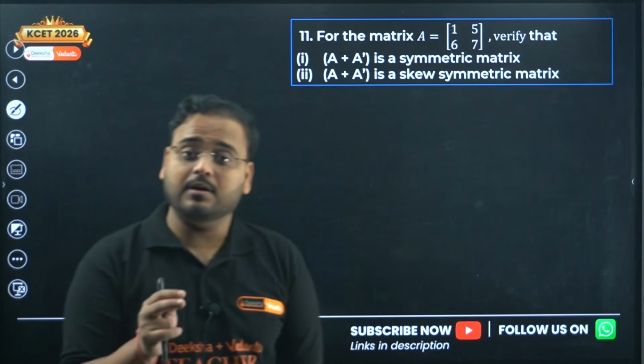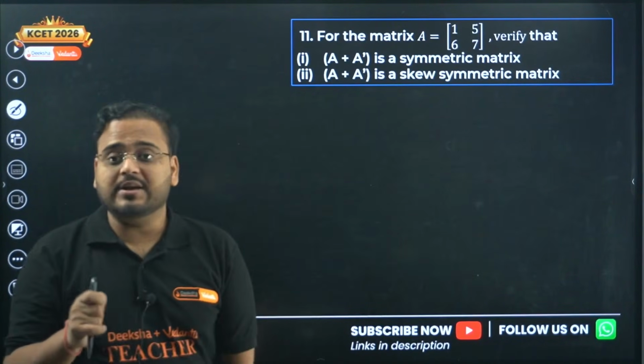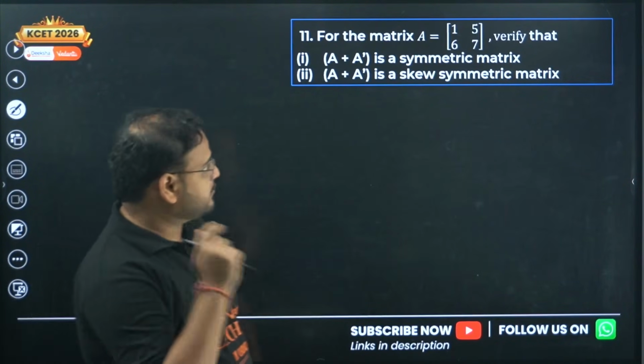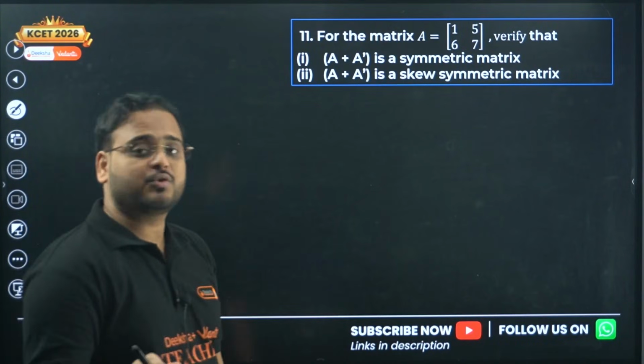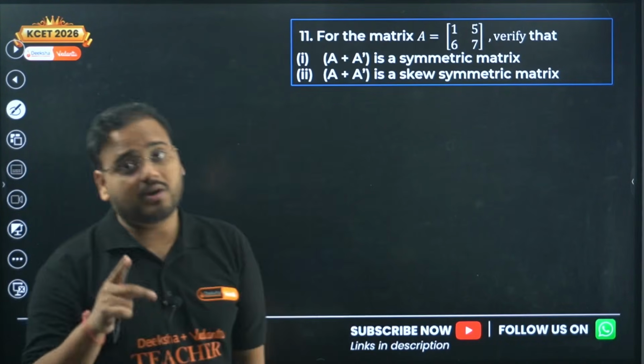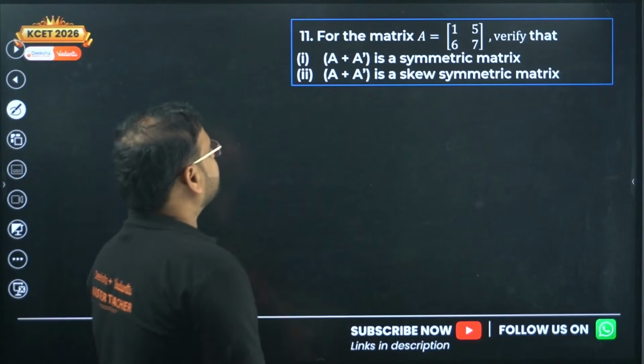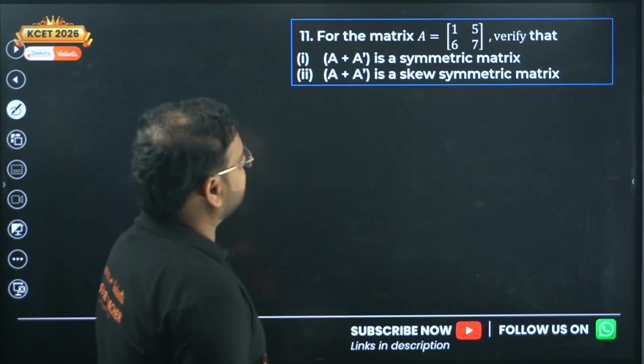Again, I keep telling you guys, it is very, very important to know this concept of symmetric and skew symmetric. Questions will come on this concept for sure. They can ask you in a 3 marker also. They can ask you in a 1 mark as well. For the matrix A as 1, 5, 6, 7, verify this.